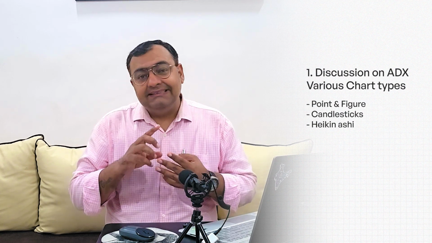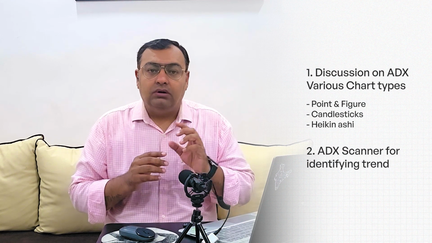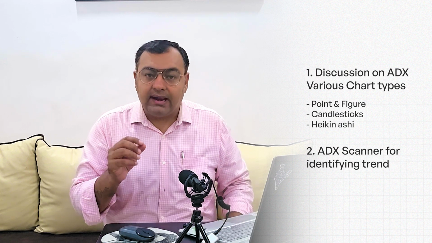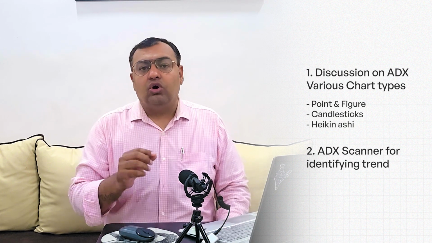In this video, I'll be dividing into two parts. First, I'll be discussing ADX on various chart types, which means point and figure, candlesticks, and Heikin Ashi. In the second part, I'll show you a scanner we have developed for ADX where you can look at the defined trend for stocks and sectors. You can look for where the ADX is rising and the trend is positive, or ADX is rising and the bearish trend is also rising. So you can sort out those stocks where there is momentum and the trend is bullish or bearish.